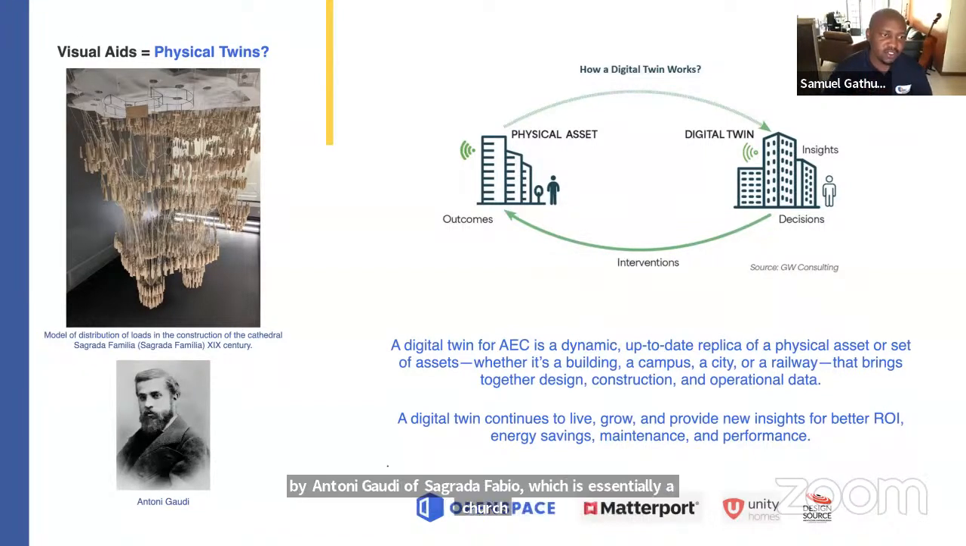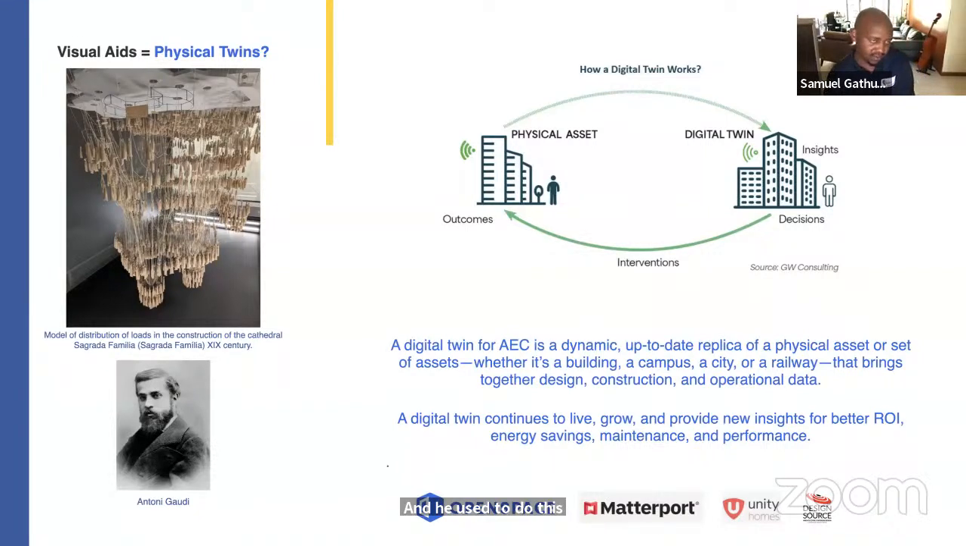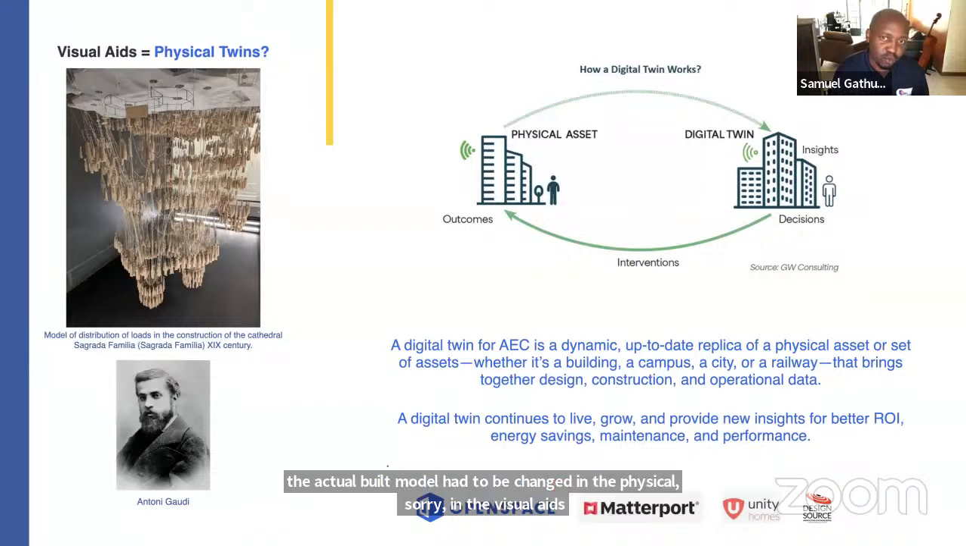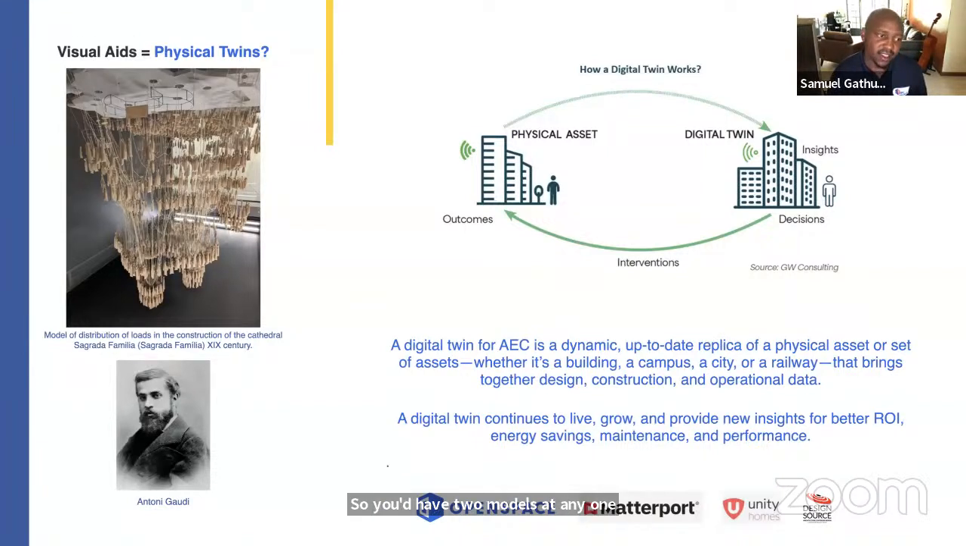And he used to make these intricate models physically to demonstrate how the physical or actual building is going to be. He used to have them as visual aids to really help in the construction of the actual built asset. And anything that was changed in the actual built model had to be changed in the visual aid. So you'd have two models at any one time and essentially just check the main one using that small visual aid. And essentially this is what evolved to images and now what we're calling digital twins.